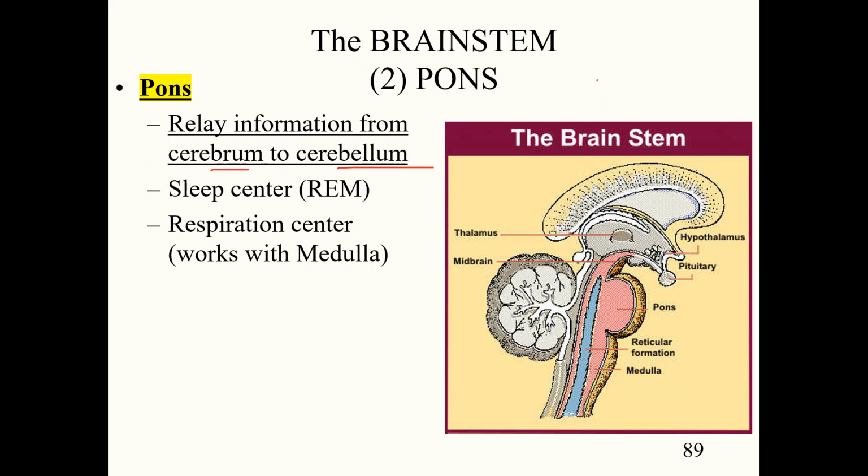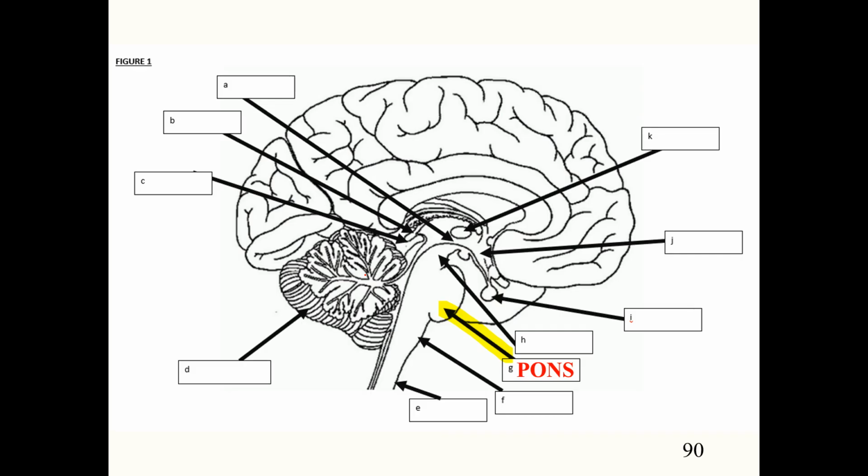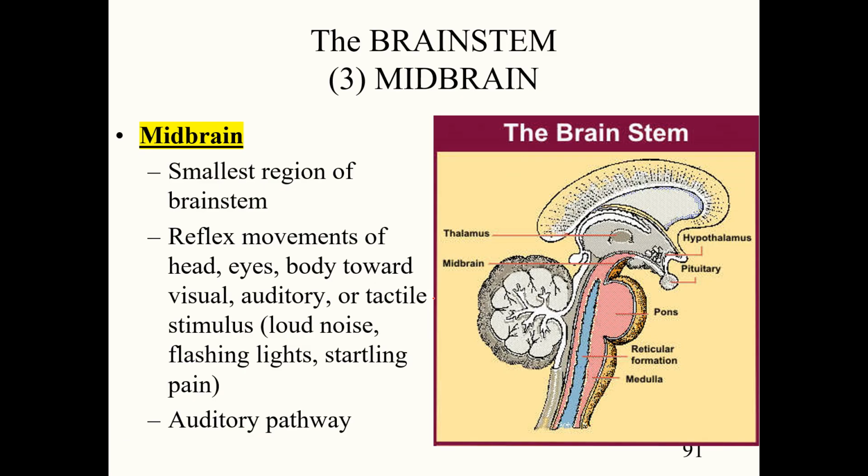So you've got some relay information going all the way from here through there and then back again, right? It's also involved in sleep, and it has a respiratory center as well. It works with the medulla. So again, the pons is that bulge area there that's easy to spot.